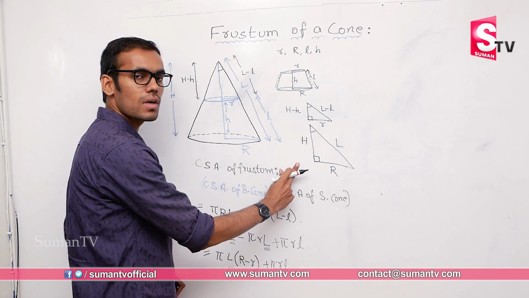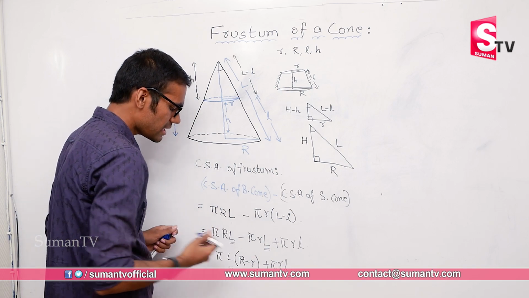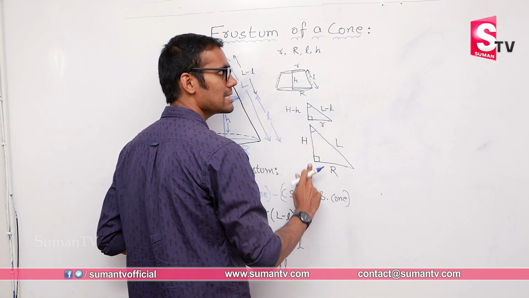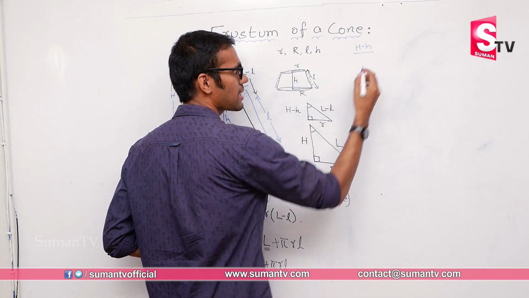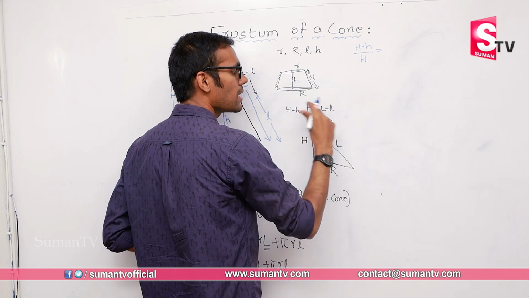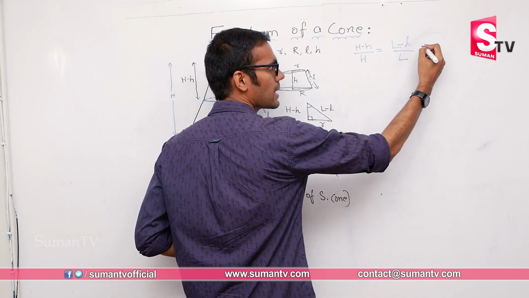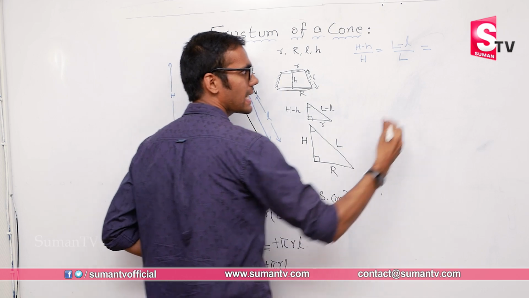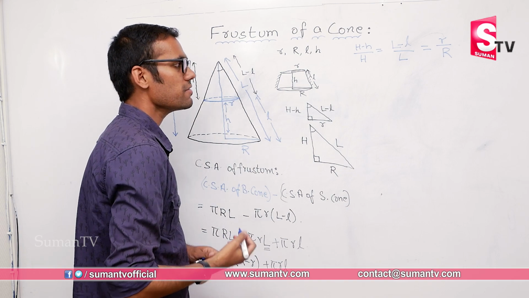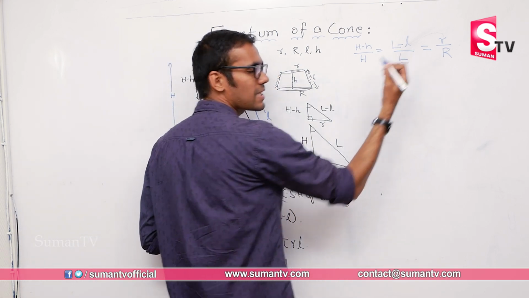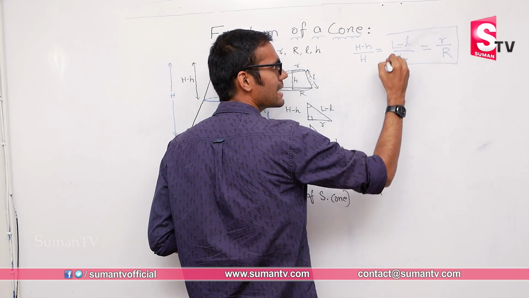Again, we have these two similar triangles as I have explained to you in the previous class. So, what will be the value of capital L? From these two similar triangles, what do we have? Capital H minus small h divided by capital H is equal to capital L minus small l divided by capital L equals small r divided by capital R. Now, what are we supposed to find? We are supposed to find the value of capital L. Correct? And small r and capital R are already known. So, we will be taking these two relations.